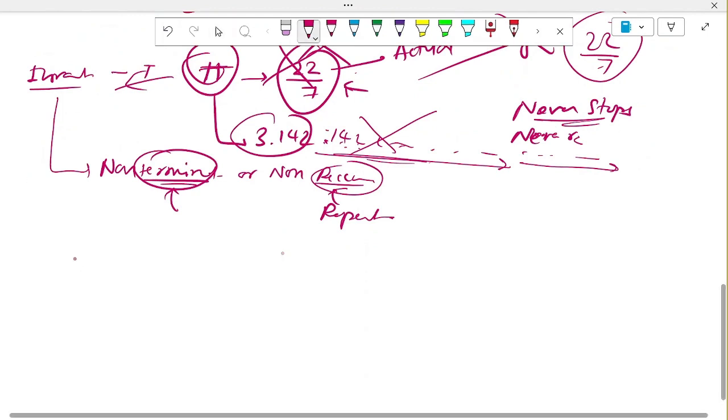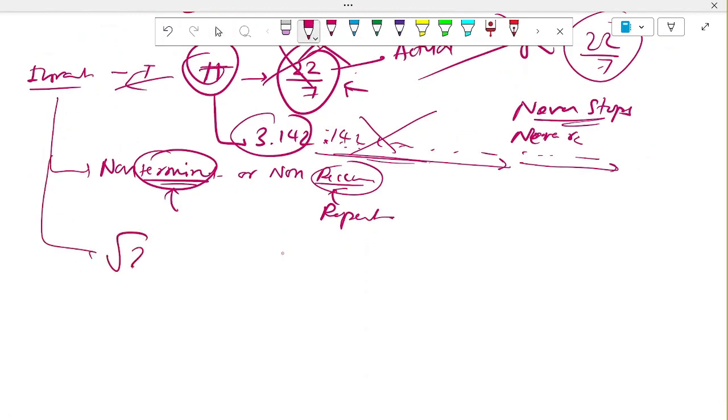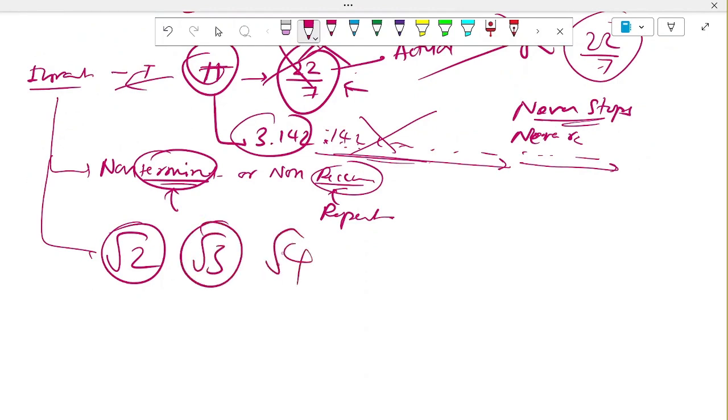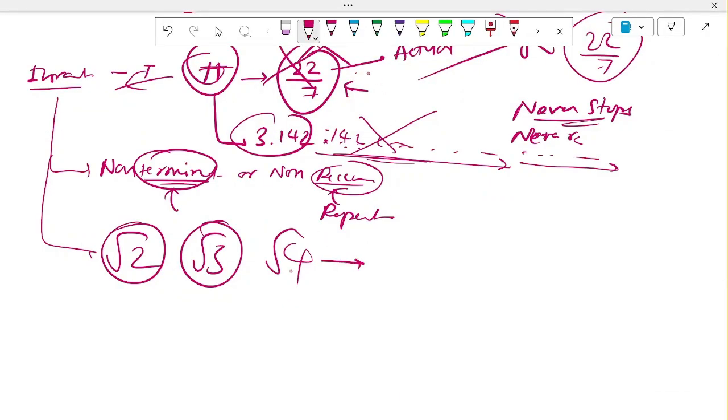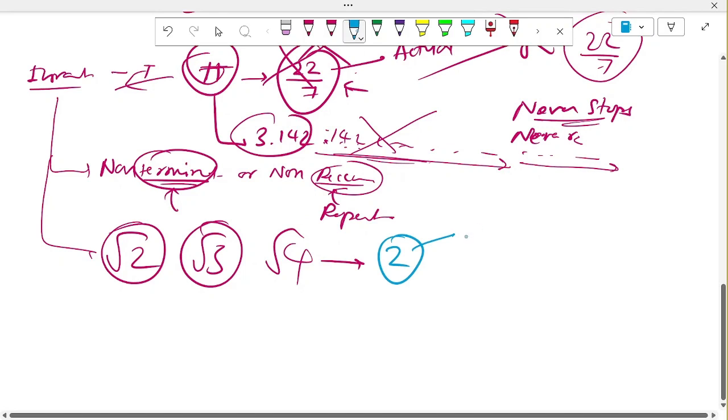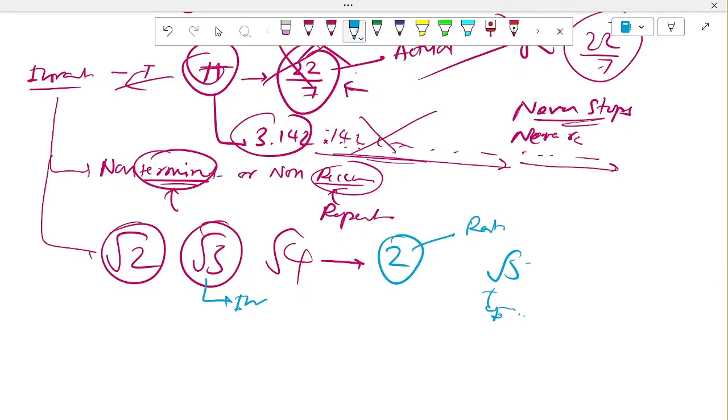There are so many examples of irrational numbers. Root 2 is an irrational number. Root 3 is an irrational number. Root 4, is it rational or irrational? Can you tell me? Yes, root 4 is rational because the value of root 4 is 2, and 2 is a rational number. Root 3 is irrational. Again root 5 is irrational. Anything that is not a perfect square is an example of an irrational number. Okay, I hope this one was clear.